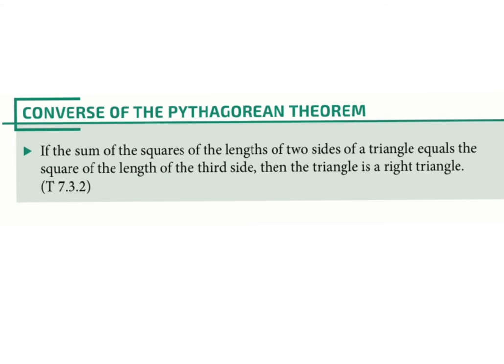Converse of the Pythagorean theorem says if the sum of the squares of the lengths of two sides of a triangle equal the square of the length of the third side, then the triangle is a right triangle. Meaning if you give me 3 numbers, I should be able to tell if I have a right triangle based on the 3 numbers.